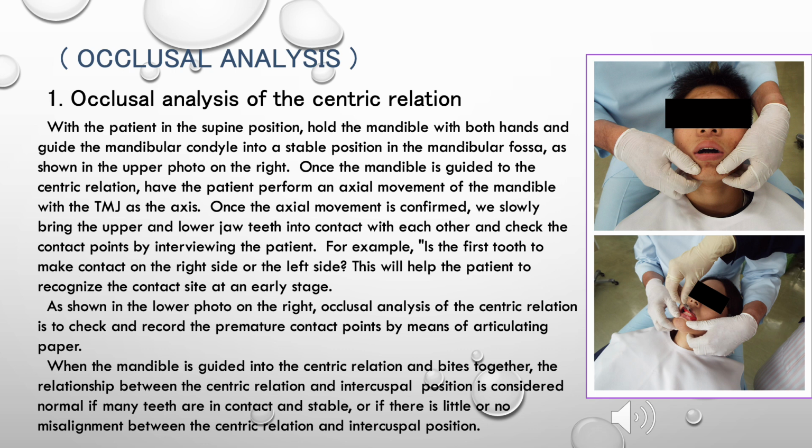Occlusal analysis of the centric relation is to check and record the premature contact points by means of articulating paper. When the mandible is guided into the centric relation and bites together, the relationship between the centric relation and intercuspal position is considered normal if many teeth are in contact and stable, or if there is little or no misalignment between the centric relation and intercuspal position.